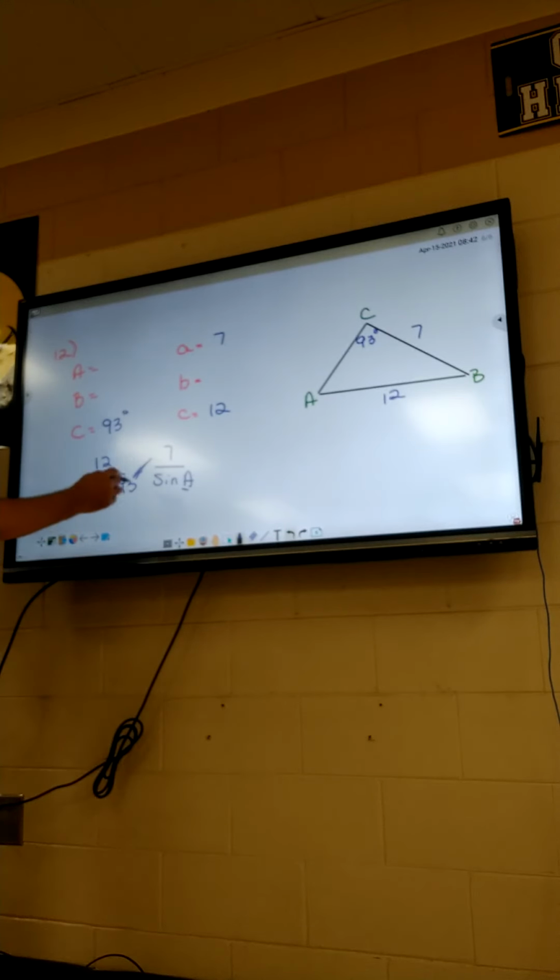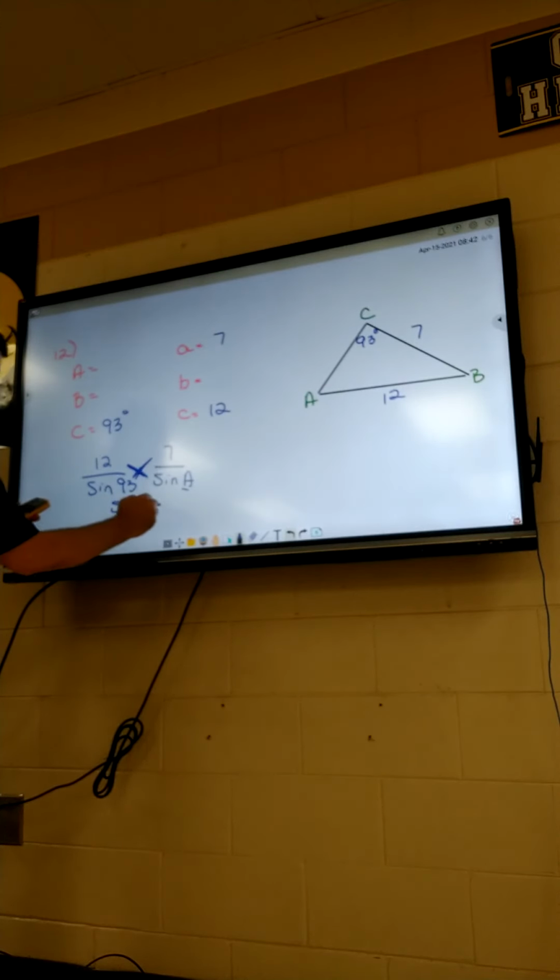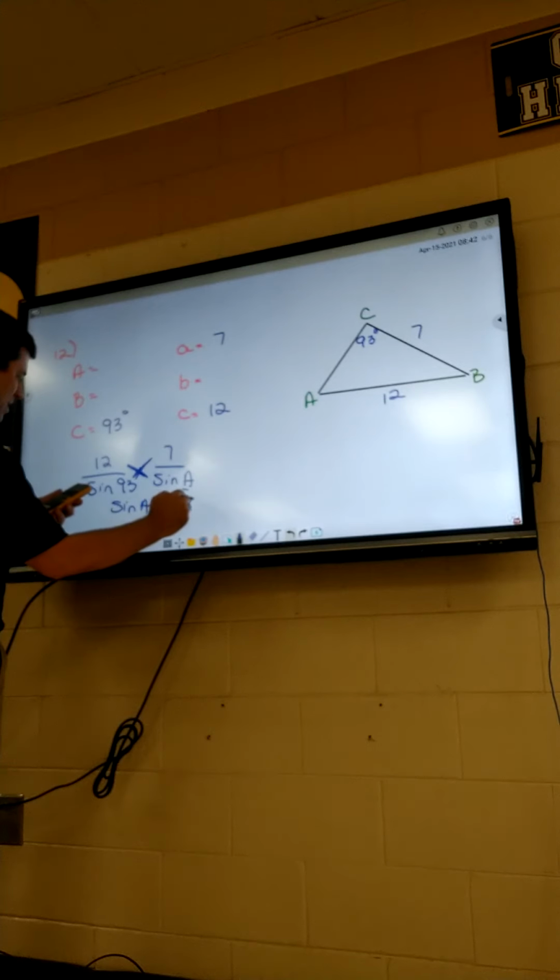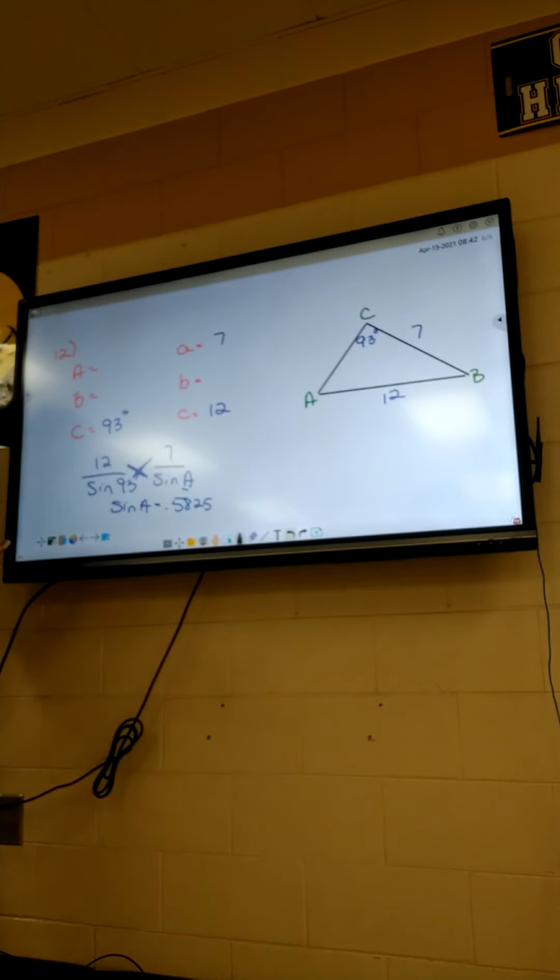Okay, good. That's what I got. Now, you have to divide by what's with the variable, so I want you to divide it by 12. Just plain 12. Tell me what you get. 0.5. That's what I got. I got 0.5825. Write that down.